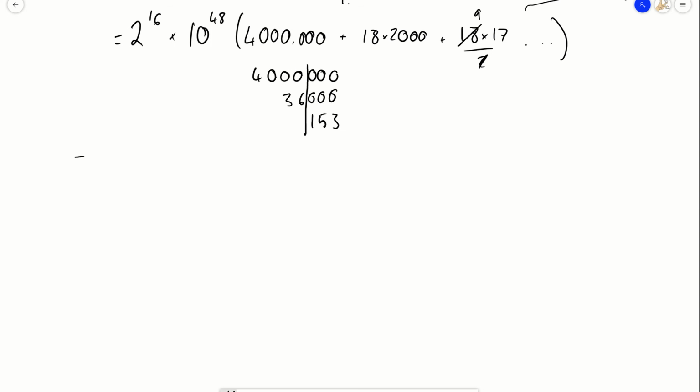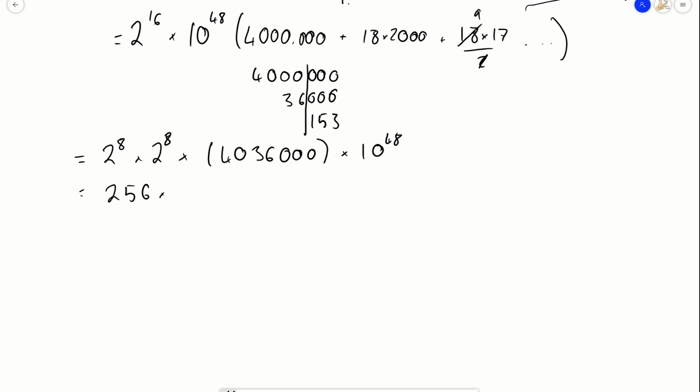So let's start again then. So 2 to the 16 is 2 to the 8 times 2 to the 8 times by, and then we're left inside here 4036153, which I just said straight away I'm going to leave like that, times 10 to the 48. Okay, so this is 256 times 256, okay, times 4036 times 10 to the, take out the 3, it leaves 51.